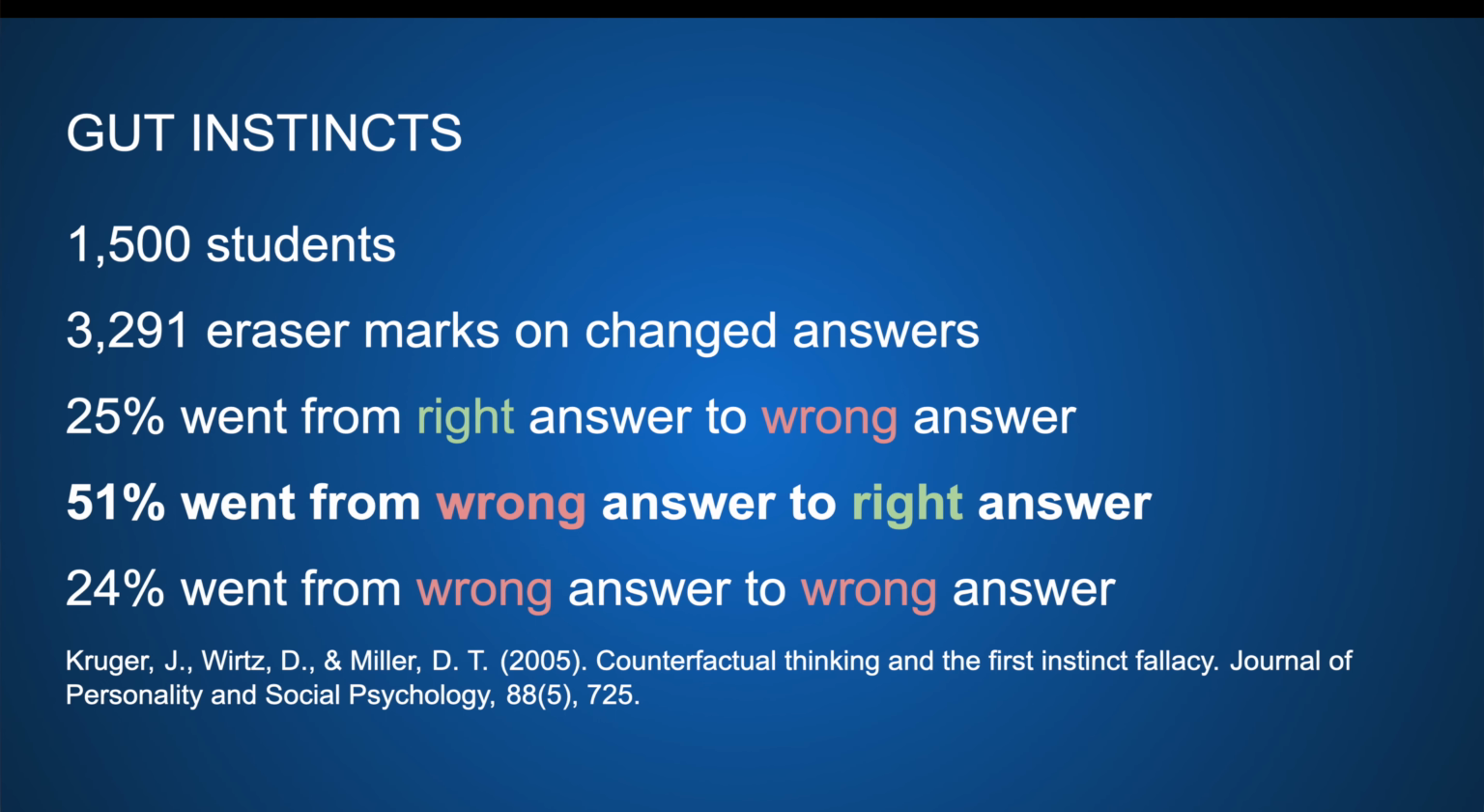Now you might be thinking, well, that's only 8 students. What can you tell from 8 students? Well, I said it was simplified, right? So what they actually did, they had 1,500 students. They went through a test that they had them take, and they found the eraser marks on the test where somebody had changed their answer. What they found were that there were 3,291 eraser marks. 25% of those students went from the right answer to the wrong answer. 51% went from the wrong answer to the right answer. And 24% went from the wrong answer to the wrong answer.